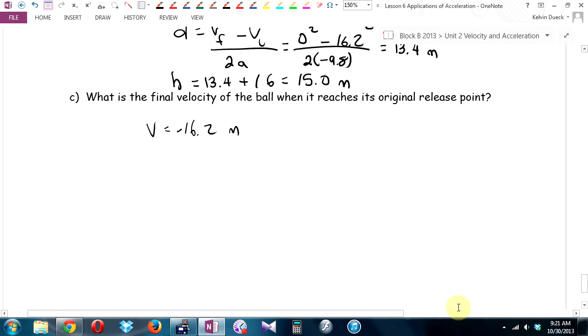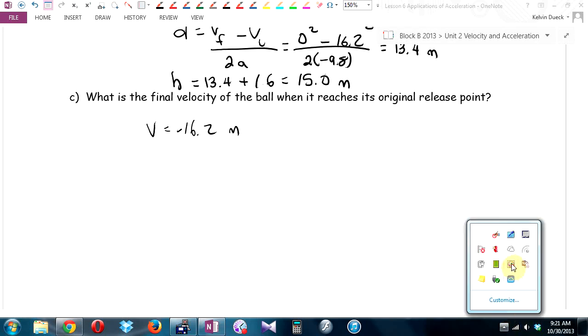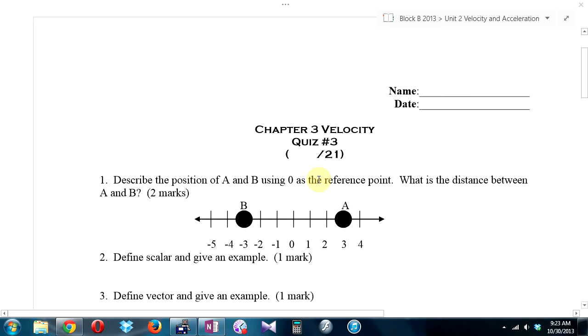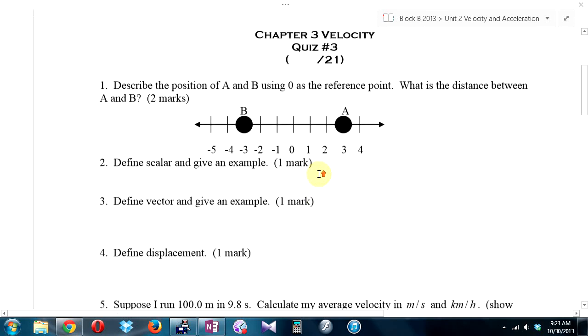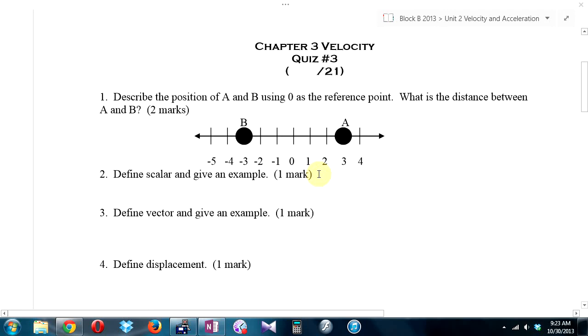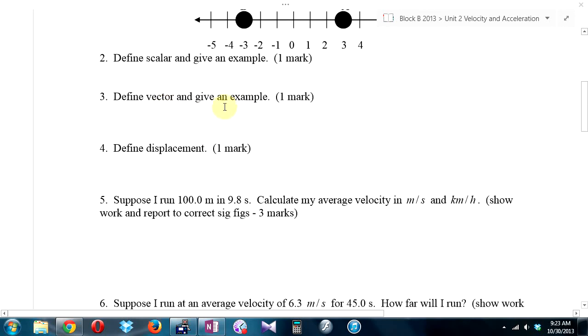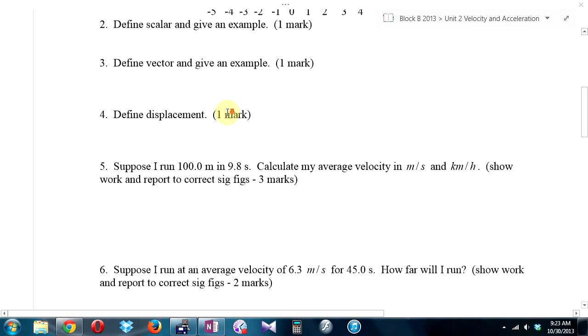Lots of examples, lots of applications, lots of stuff we can do with this. Homework. So the first part of your homework is, I called it quiz number 3. Describe the position of A and B using 0 as a reference point. We're talking about displacement, for example. So what would you say the position of A was? Think positives and negatives. We've already moved a couple of days beyond that, so ideally, you'll find some of this quiz pretty obvious and boring. Define a scalar. Give me an example of a scalar. Define a vector. Give an example. We did that in our notes quite a while ago already.